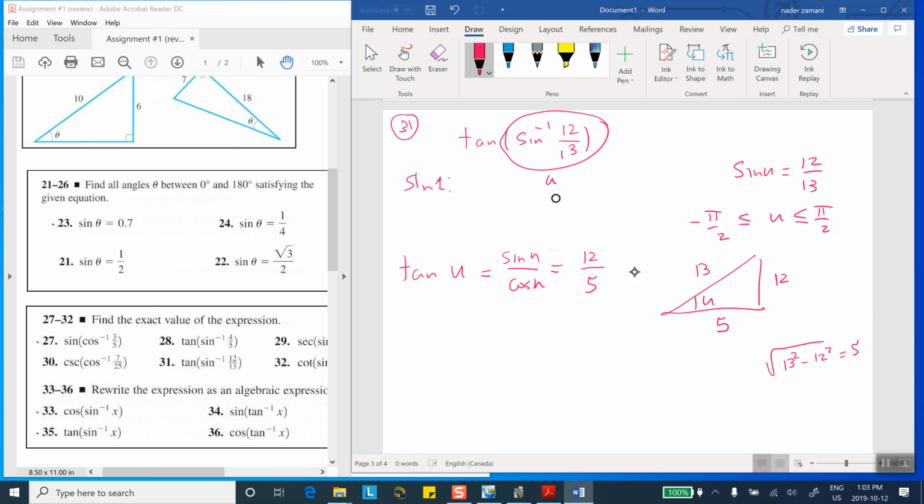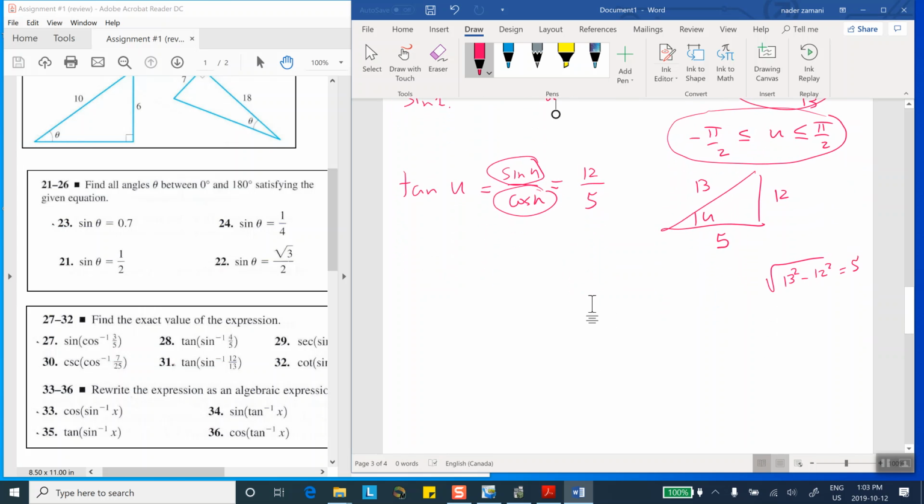Now, we better make sure that there's nothing wrong with the algebraic sign here. Notice that if u is in this range, 90 and minus 90, sine is positive, of course, because it was given to us, and cosine is also positive in that range. Cosine is positive, so that's the correct algebraic sign.